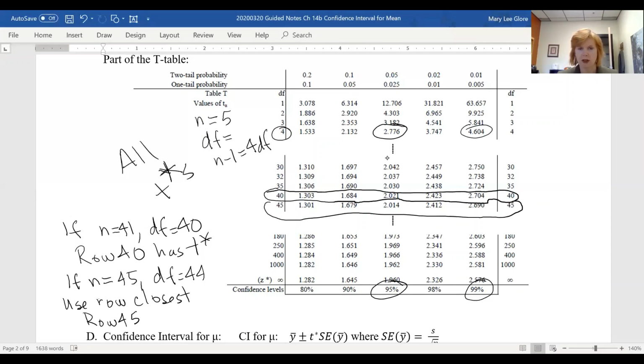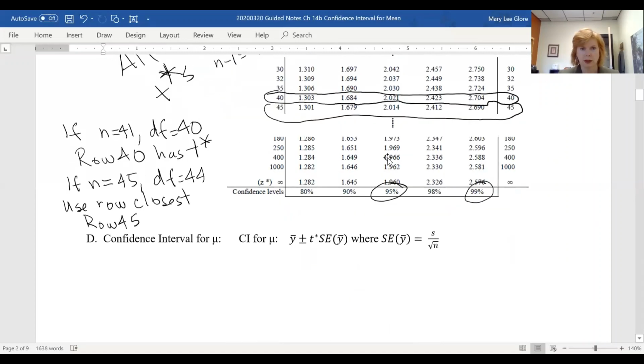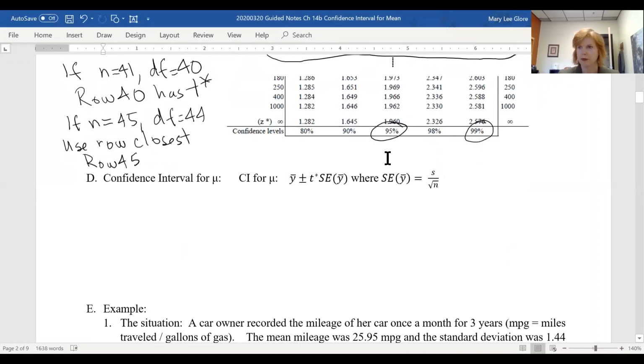All right, so let's do an example. And here's my formula. So my confidence interval for mu is going to be my sample mean plus or minus my T star, and this guy has n minus 1 degrees of freedom, times S over the square root of n.